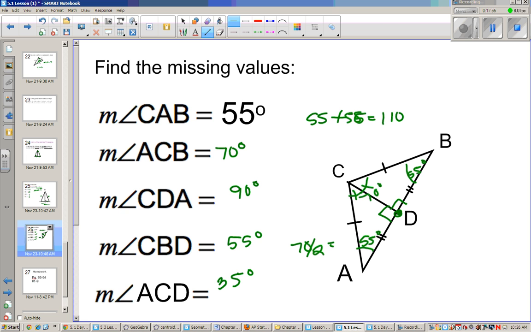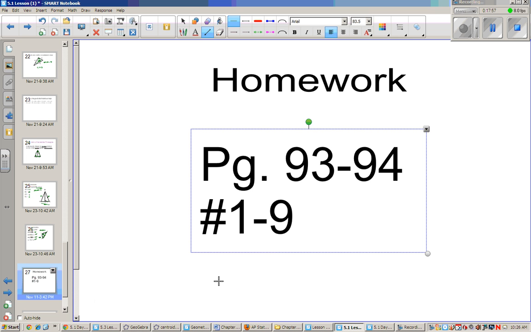So we learned a few properties today. Your homework will be page 93 through 95, 1 through 9. I hope this helps.